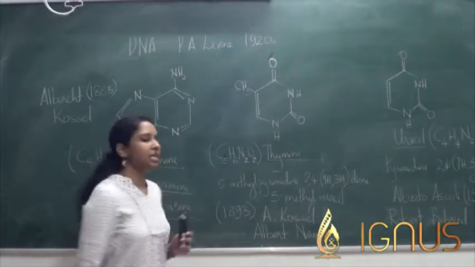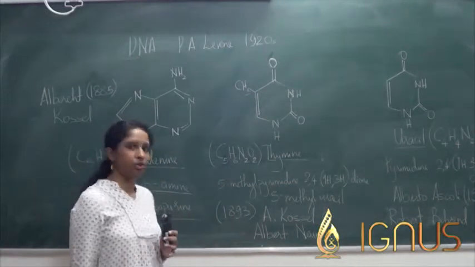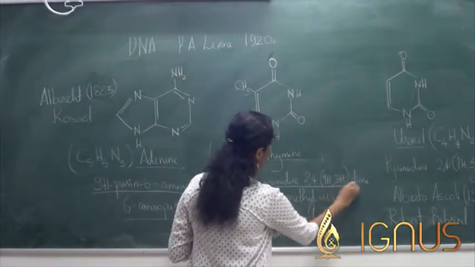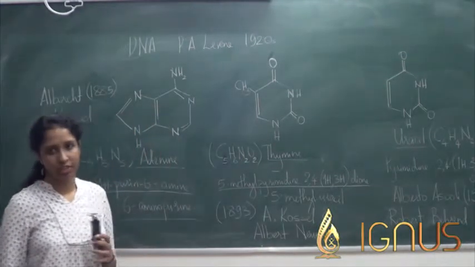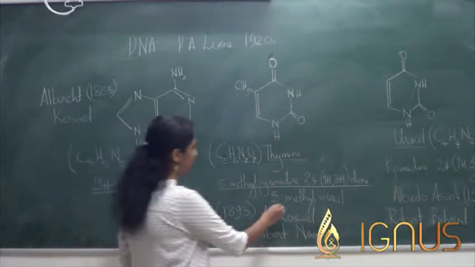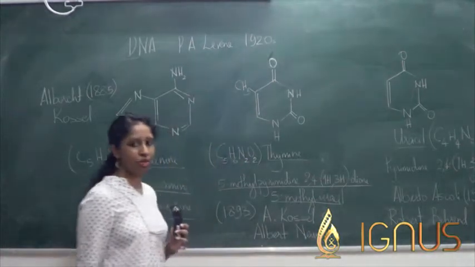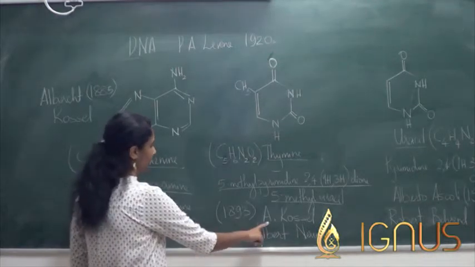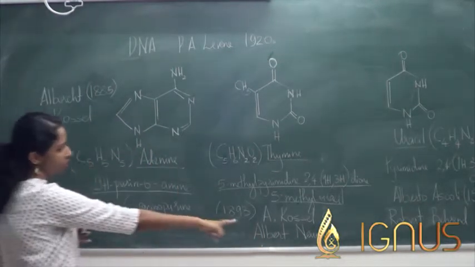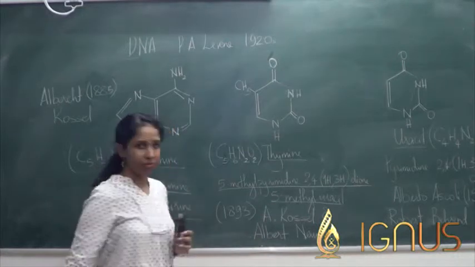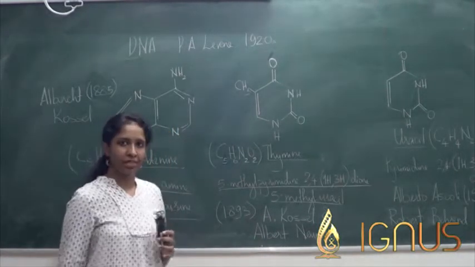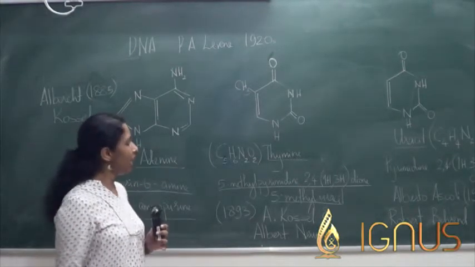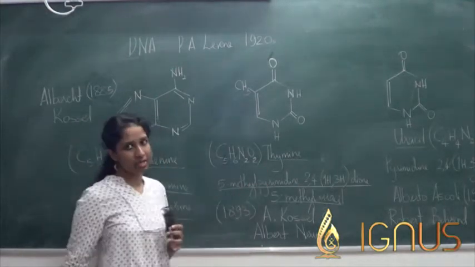Moving on to thymine, it's a pyrimidine, so it's made up of one single ring. Its chemical formula is C5H6N2O2. Its chemical name is 5-methylpyrimidine-2,4(1H,3H)-dione. Its common name is 5-methyluracil. It was discovered, or rather isolated, by the same person, Albert Kossel, and Albert Neumann, in the year 1893, and they isolated it from the thymus gland of calf, and therefore they named it as thymine.